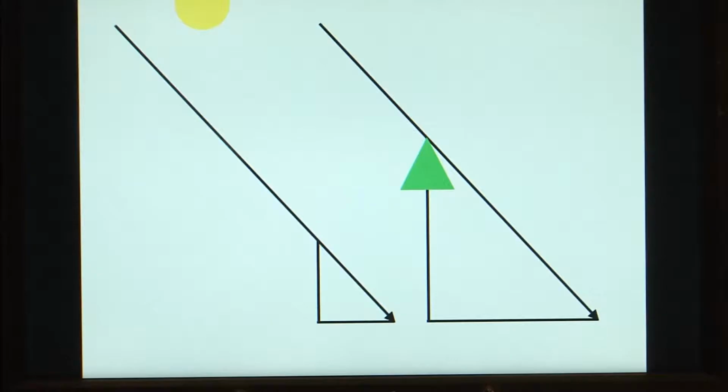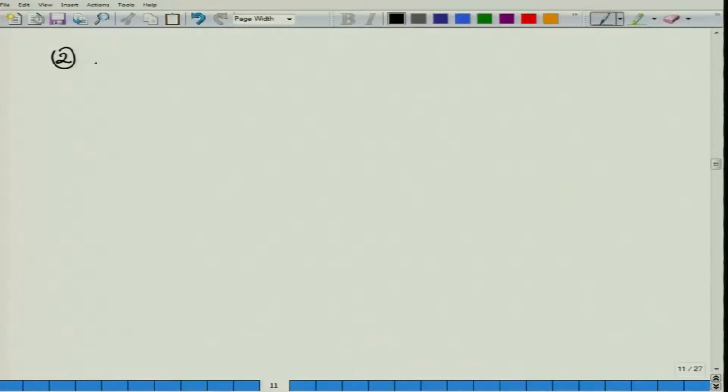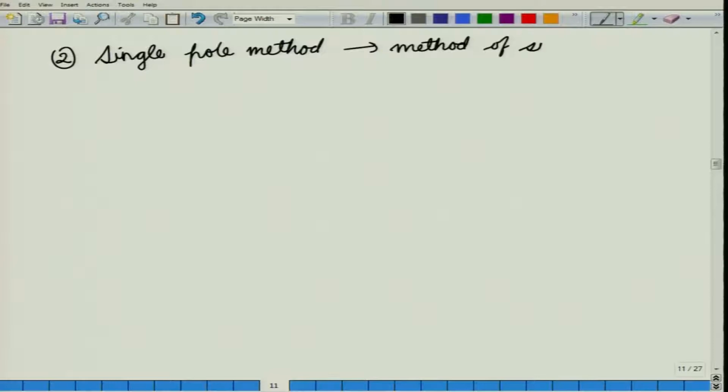Now, another way in which we use the method of similar triangles is called the single pole method. So, we are considering the methods of similar triangles. Now, what is the single pole method?